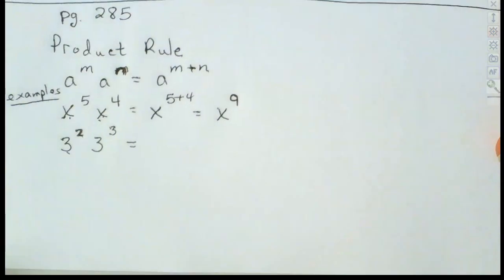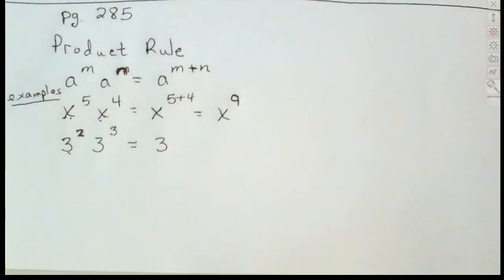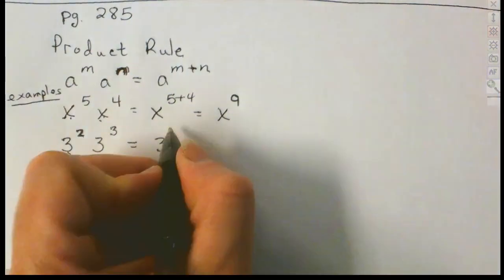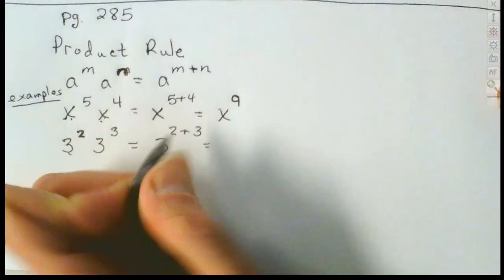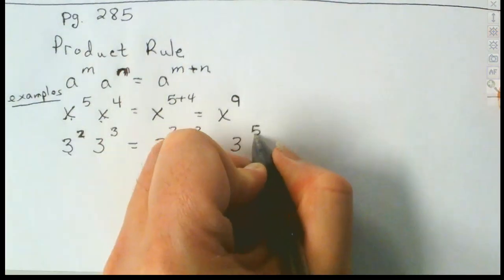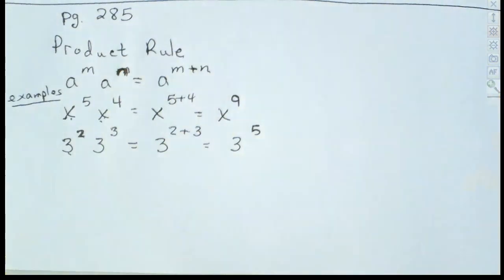Now, here's where students make a mistake. What is my base? Okay, my base is 3. We do not multiply the 3's together. The bases have to be the same, and that's what comes out. So the base 3 comes out. Now, what about the exponents? 2 plus 3, and that makes it then 3 to the 5th power.